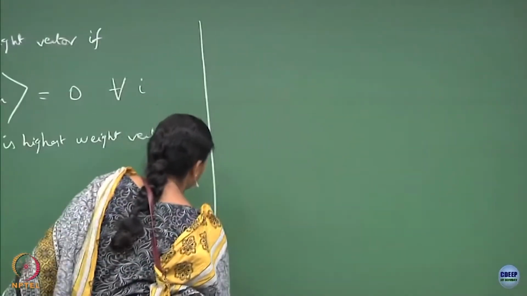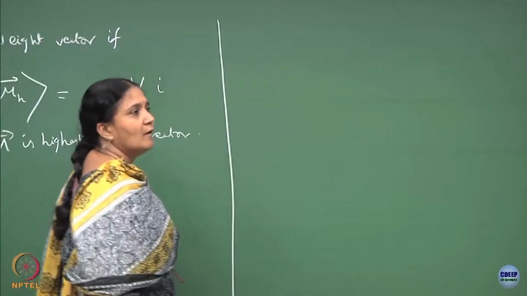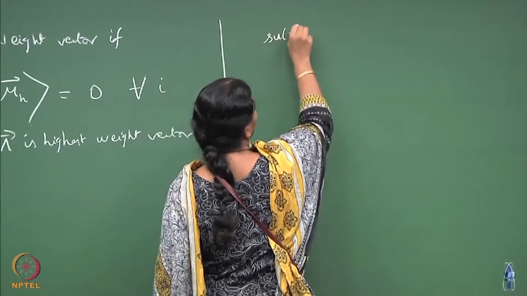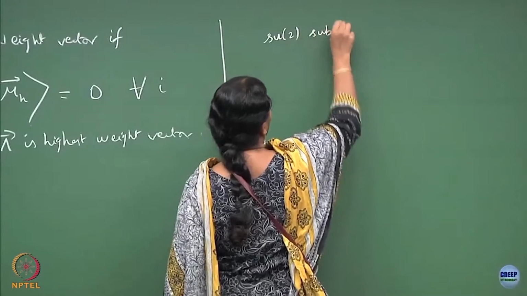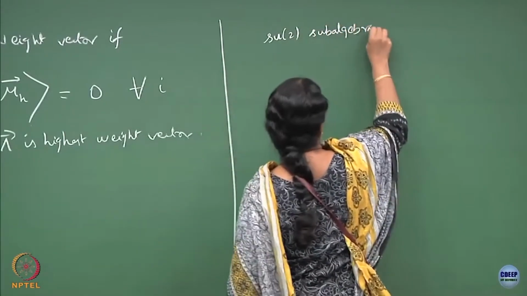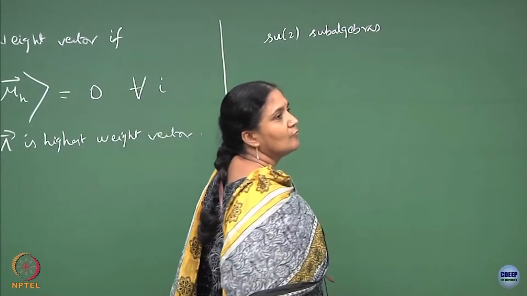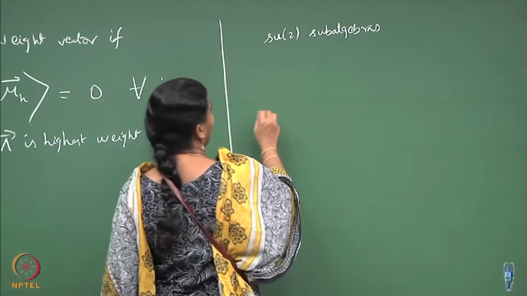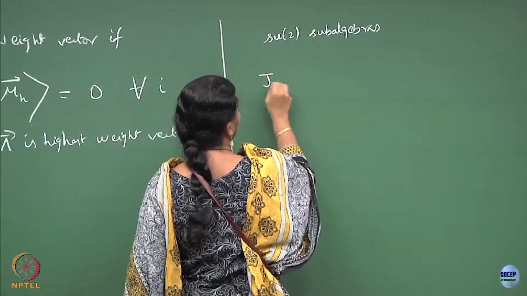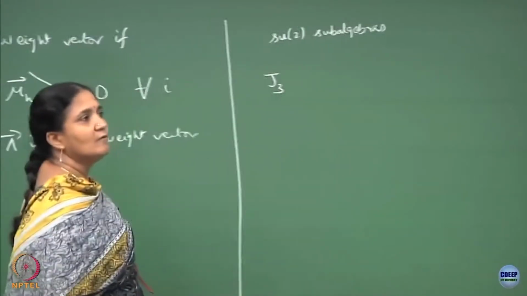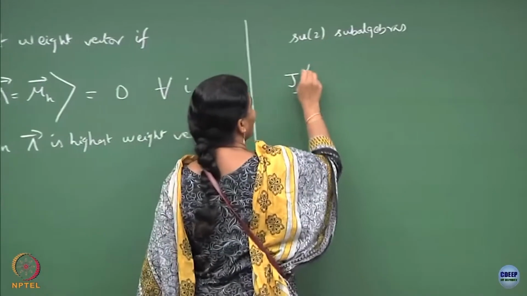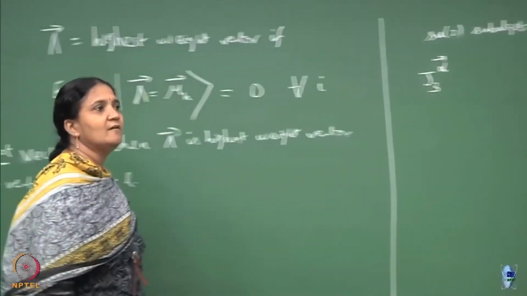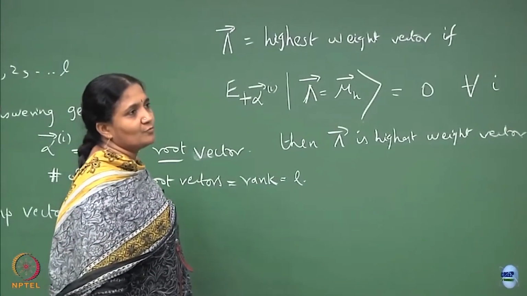And then I also said we can construct SU2 subalgebras for any Lie algebra. Okay. So, how do I define this? I am going to call the J3 for a particular root vector. It could be a simple root or it could also be a positive root.